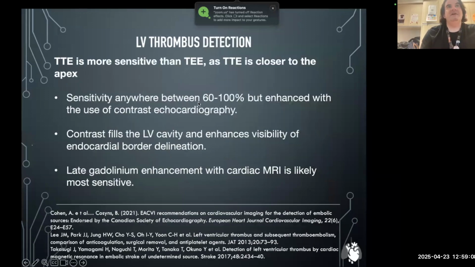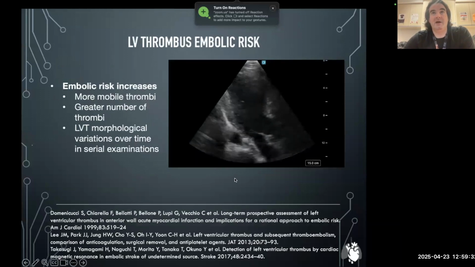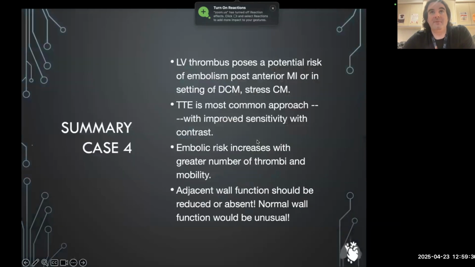The sensitivity for TTE is anywhere between 60 to 100%. Again, it depends on the quality of the echo. For example, use of contrast, as Dr. Lau mentioned. Contrast fills the LV cavity and can enhance the visibility of the endocardial border. Late gadolinium can be used. That's kind of the most sensitive method, with cardiac MRI. But again, you have to be in a state where you can get an MRI. And then your embolic risk increases with greater number and change of morphology of the thrombi.